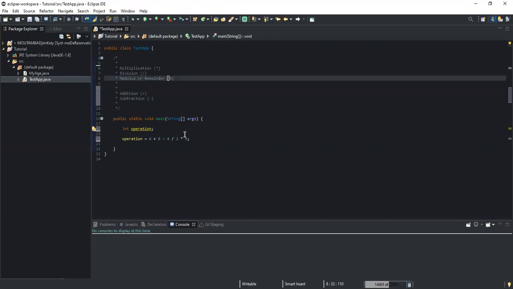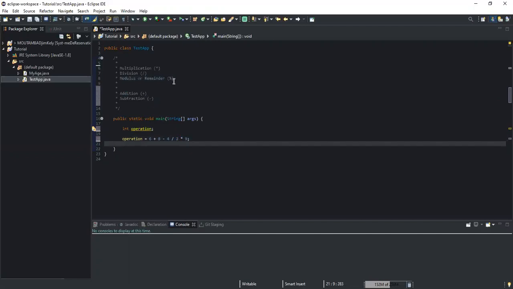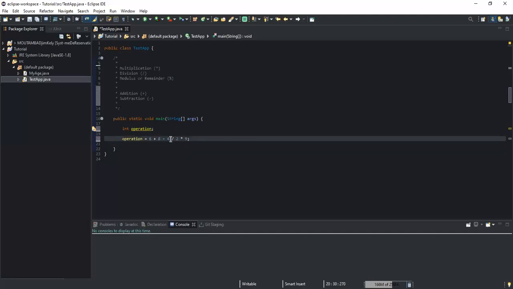So that means that in an expression like this one, the operators that are going to be evaluated first are going to be the division and the multiplication operators because they have a higher level of precedence. So this is actually the first rule of the order of precedence. So this means that in this operation, before calculating 6 plus 8, we had to calculate 4 divided by 2 and 2 multiplied by 9.